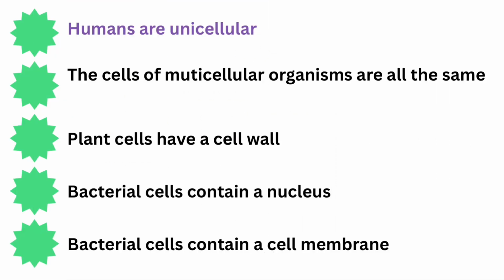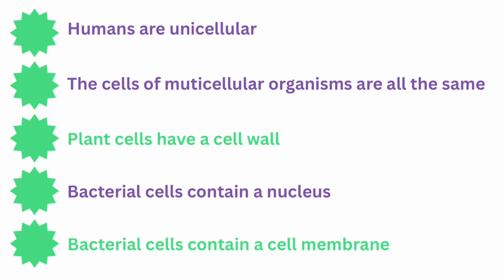So number 1 is false because humans are multicellular. They contain many cells. Number 2 is also false. Because multicellular organisms contain many cells, the different cells can each take on different jobs and become specialised. Number 3 is true, plants do have cell walls. Number 4 is false, bacterial cells do not have a nucleus, they just contain a loop of DNA. And number 5 is true, bacterial cells do contain a cell membrane.